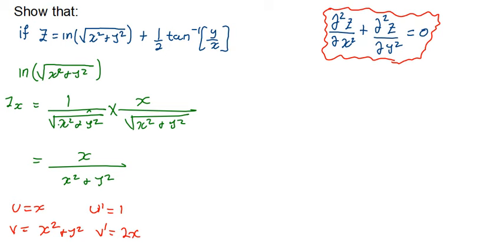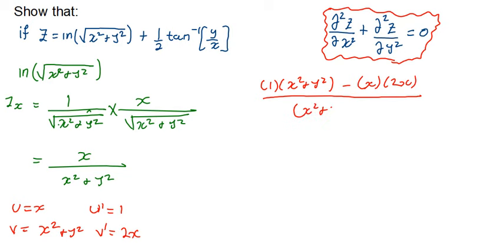Now, the quotient rule: u prime times v, that is 1 multiplied by x squared plus y squared, minus u times v prime. My u is x, then my v prime is 2x. Divide by v squared. Our v is x squared plus y squared, then we square it. So this gives us x squared plus y squared minus 2x squared.